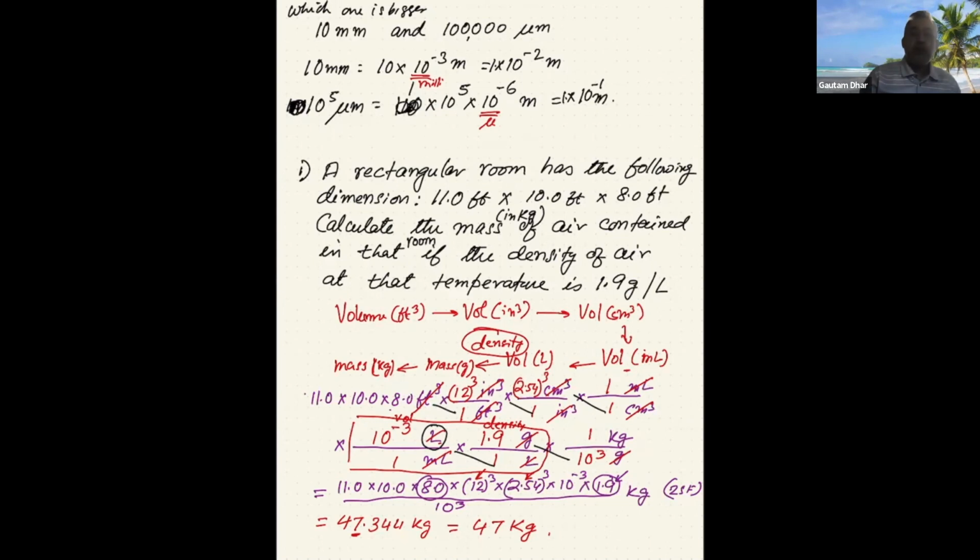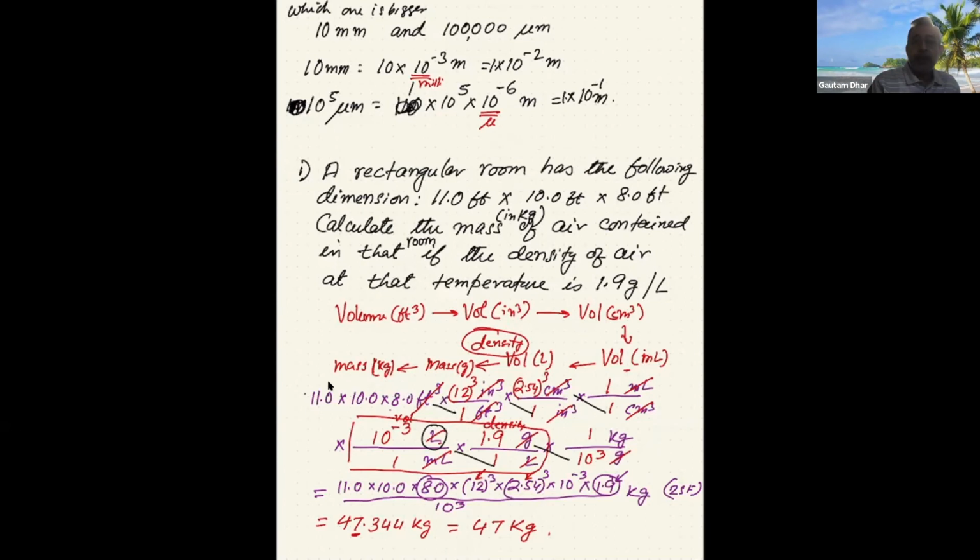Just below here, I'm losing the arrows. Hold on. Can you see the arrow? Here, from volume in feet cube to volume in inch cube, each of these conversion factors is coming here in the next line.